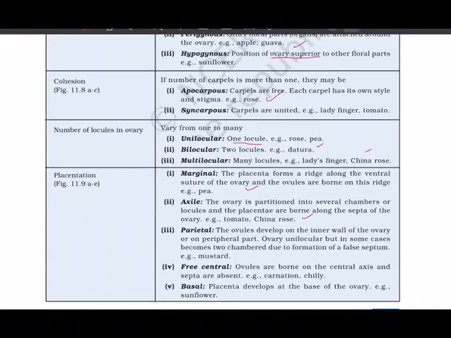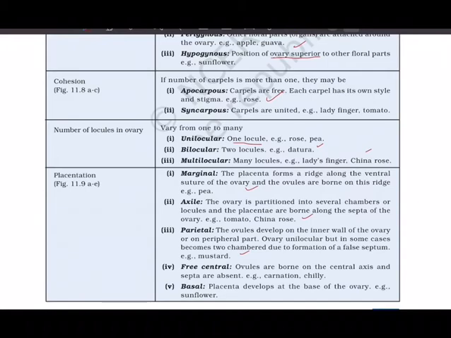Parietal: the ovules develop on the inner wall of the ovary or the peripheral part. The ovary is unilocular, but in some cases becomes two-chambered due to the formation of a false septum, like in mustard. Free central: ovules are borne on the central axis and septa are absent, like in chilies. Basal: the placenta develops at the base of the ovary, like in sunflower.